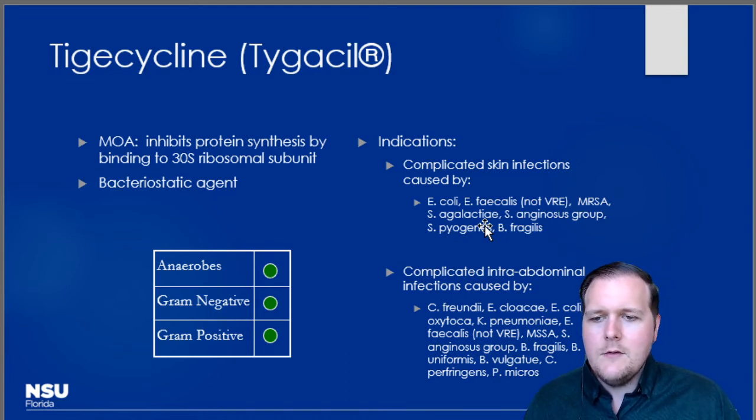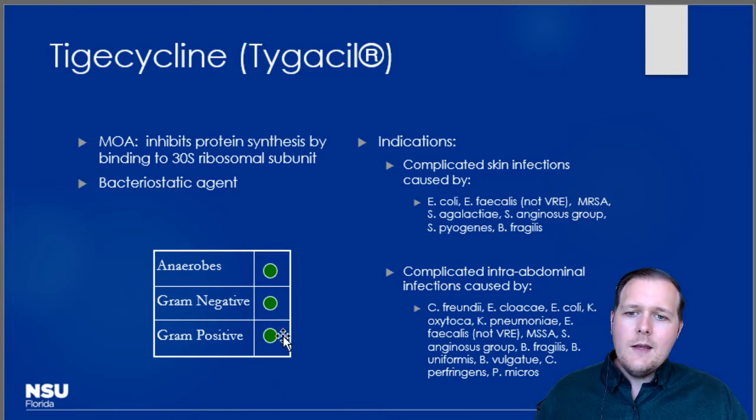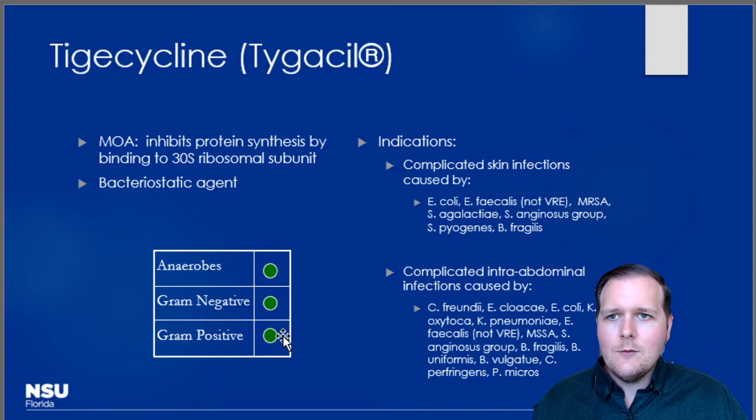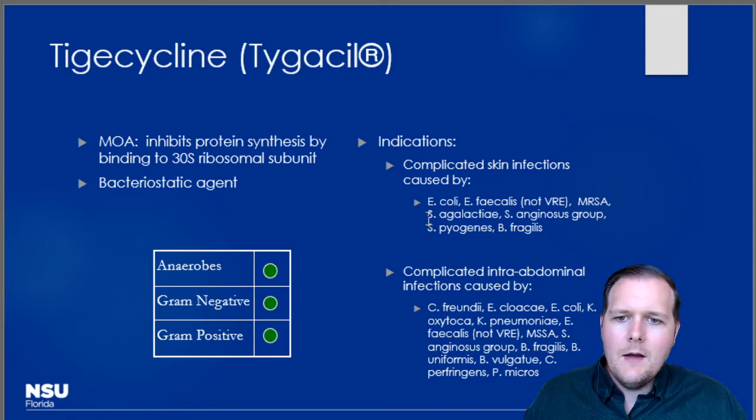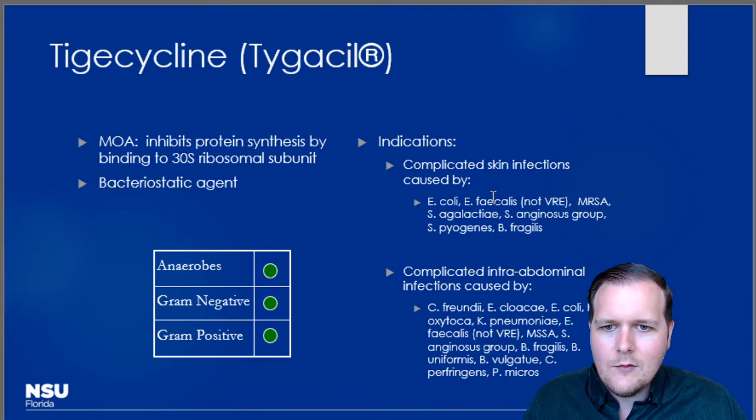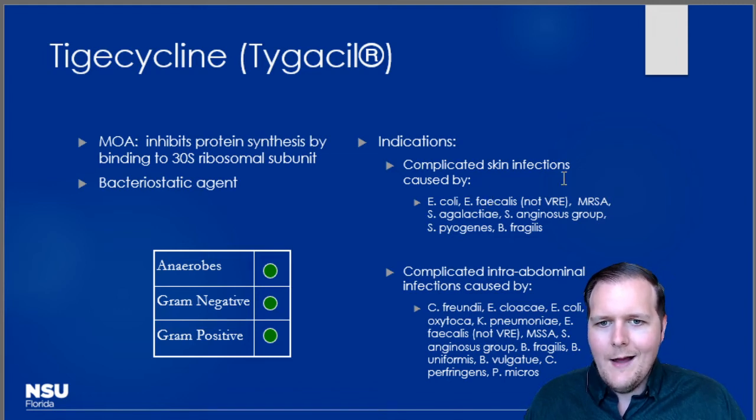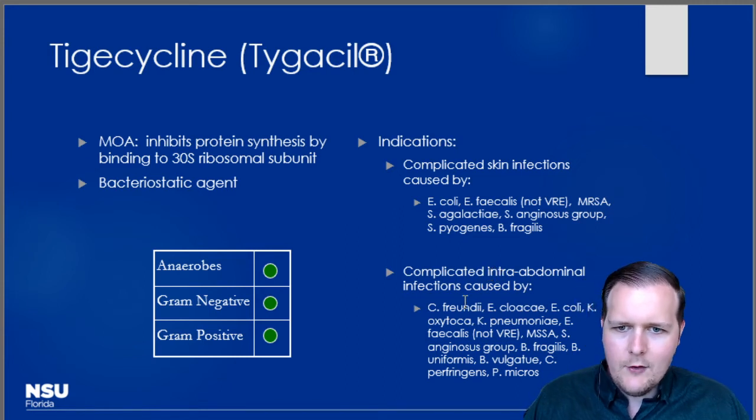So similar to the tetracyclines, you see it's green all the way down here, and actually we can use this for some really nasty resistant bacteria, right? So if we had something like E. faecalis here that was resistant to a lot of drugs, we can use it for that. We can use it for MRSA. We can also use it for complicated intra-abdominal infections, because it does have good anaerobic coverage and will cover gram negatives.